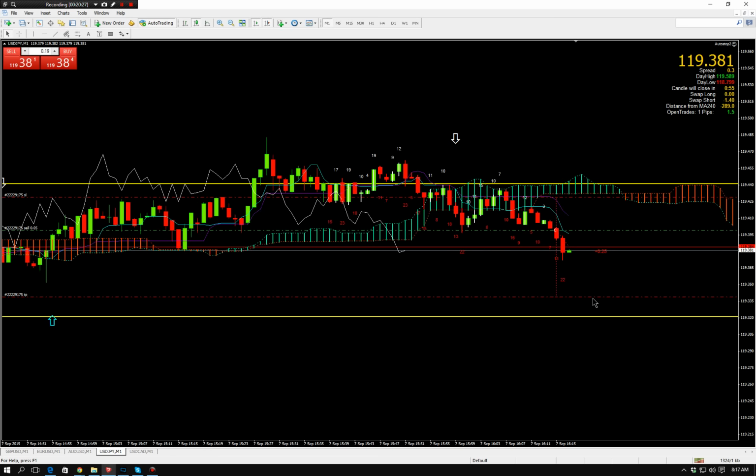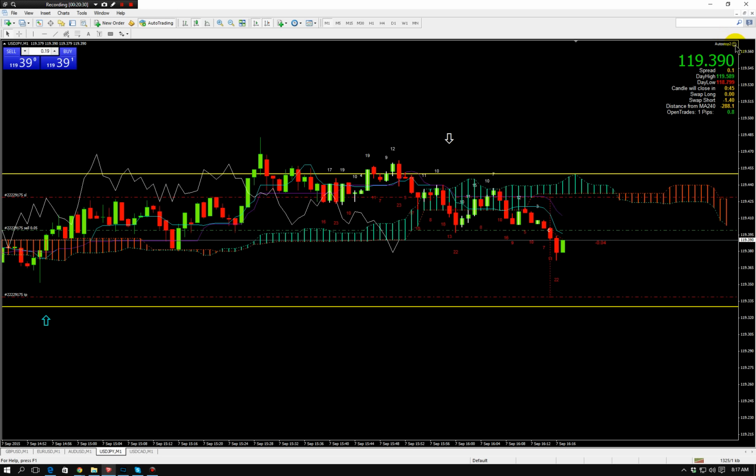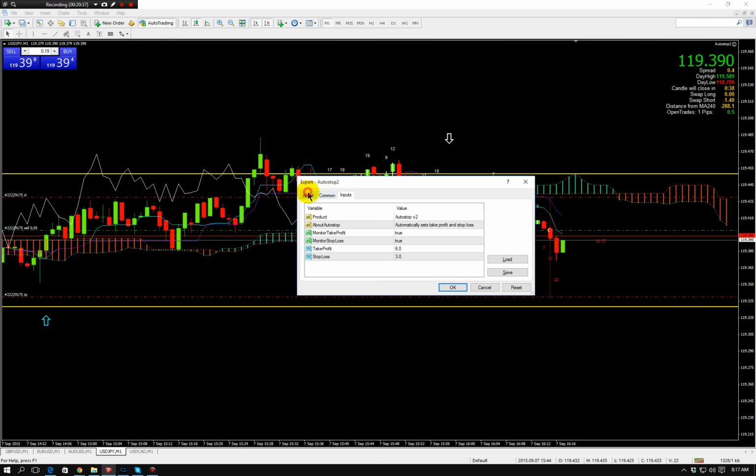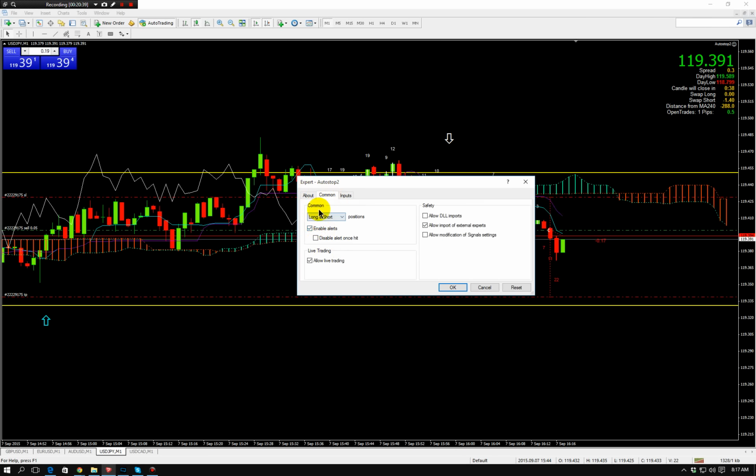So if you do not see these red lines on here, a couple things could be wrong. Do you have a happy face? If not, click auto trading. Turn it on. If you also don't have a happy face, we want to go into the Commons tab, make sure that everything here is checked, especially allow live trading.